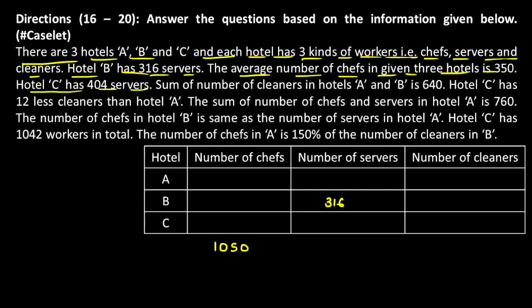Hotel C has 404 servers. Very good. Next, the sum of the number of cleaners in hotel A and B is 640. A and B cleaners. A plus B value is 640. Very good.